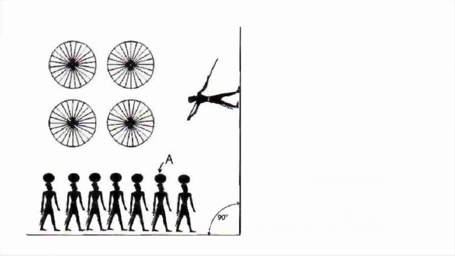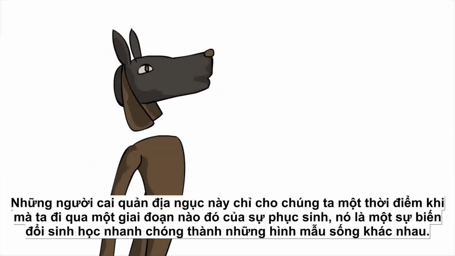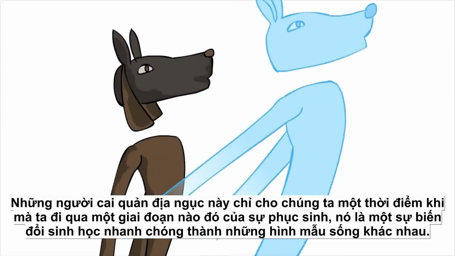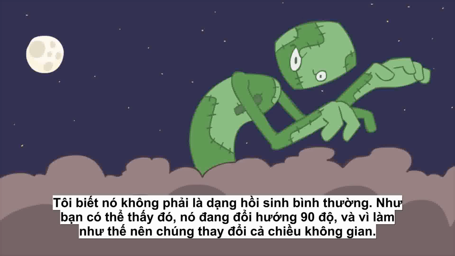So on the walls with these wheels are drawings of 7 people with animal heads. They're called neiters, and each of them has an orangish-red oval above its head. This is called the egg of metamorphosis. The neiters are showing us a time when we go through a certain stage of resurrection, which is a rapid biological change into a different life form. Not the average type of resurrection, I know.